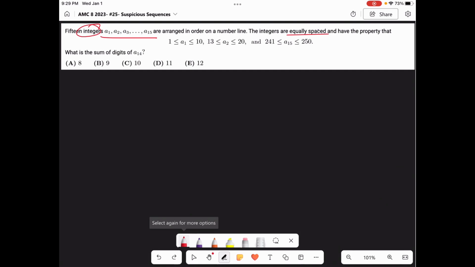So now we can rewrite this. Let's say A1 will just be A1. But A2 can be A1 plus D, D being the common difference. And then A3 will just be A1 again, but plus 2D. Now why does this work? It's because each term you're adding the common difference once, and then you're adding it again. So this goes all the way until A14 will be, oh sorry, A1 plus 13D. And finally, A15 will be A1 plus 14D.